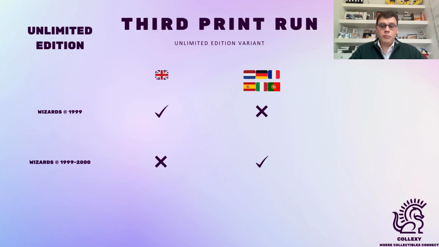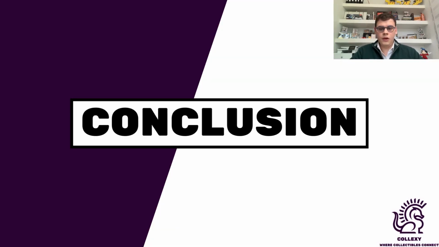And then we have the final print run, which is the third print run, which is an unlimited edition variant. These were printed in both English and all the other languages. In English, these were printed with the Wizards of the Coast copyright year of 1999, while all the other languages were printed with the Wizards of the Coast copyright of 1999 to 2000. So we'll now make a brief conclusion about the card structure and the different print runs of Jungle, to then go into depth on the special variants that appear in the Jungle set.